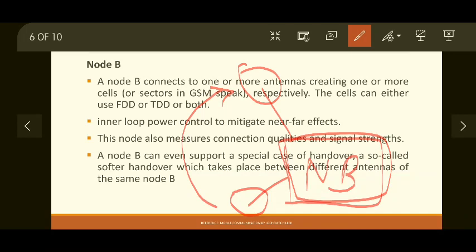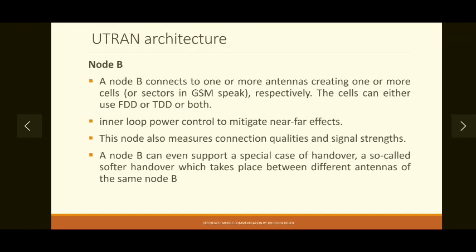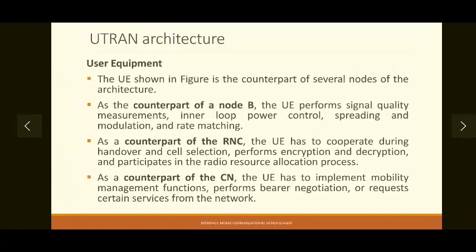So softer handover takes place between different antennas of the same node. Okay, so now let's move on to the components of UTRA network architecture. Another component is user equipment, which supports all the components present in the UTRA network.